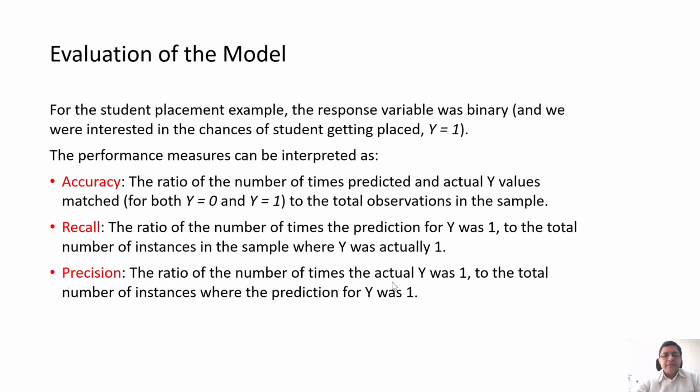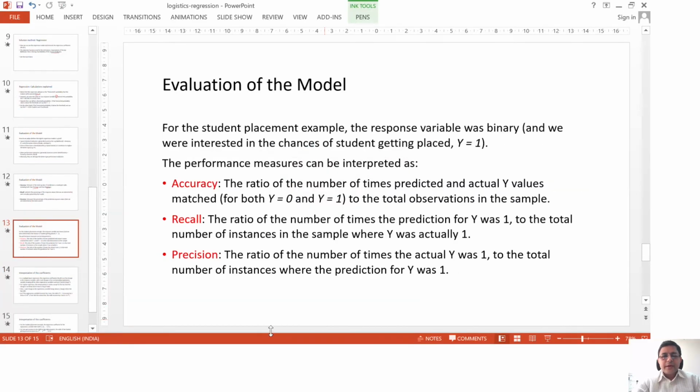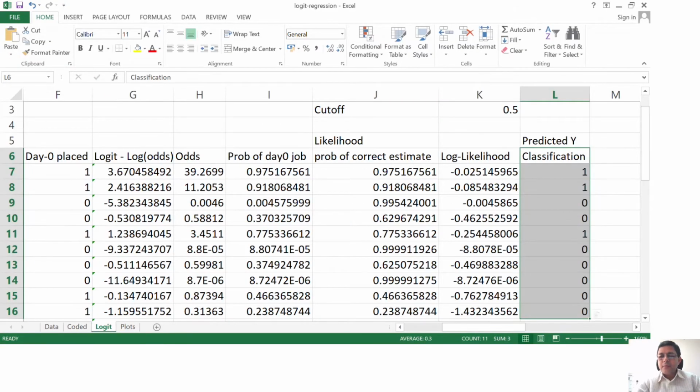With these three definitions, let us evaluate our model. I hope you have understood these three evaluation criteria: accuracy, recall and precision. I actually want all these three to be as large as possible for me to conclude that my model is actually good. Makes sense, right? Towards that, let us go back to Excel and calculate these performance indicators for our model.